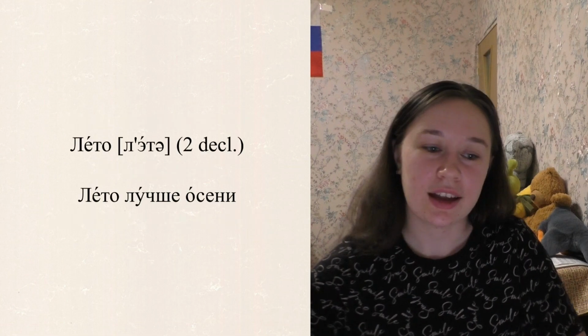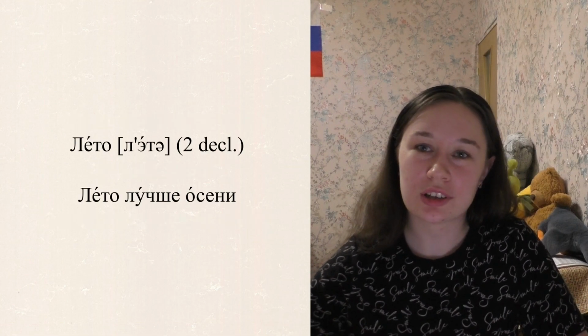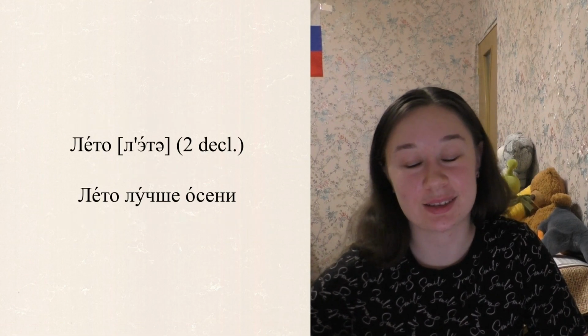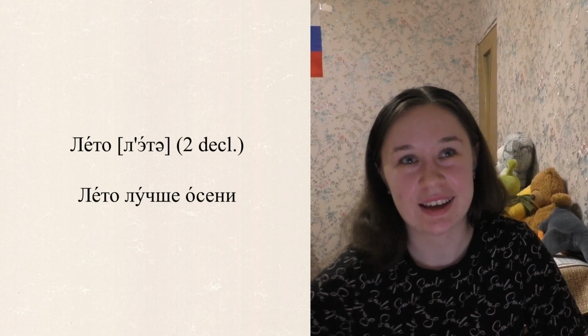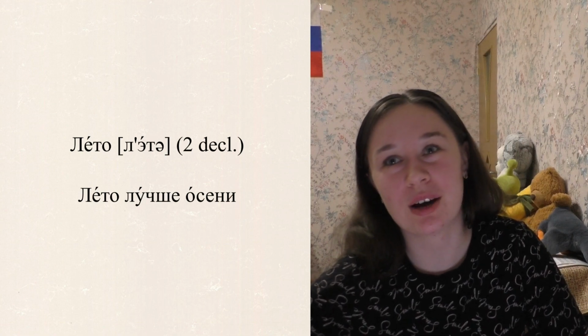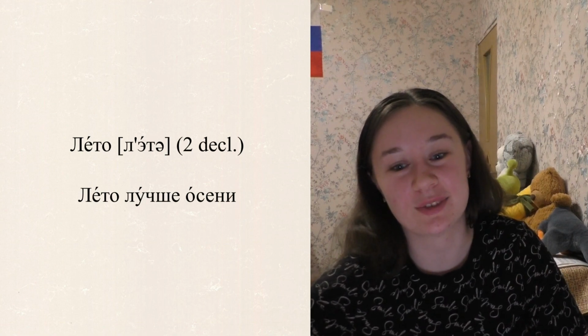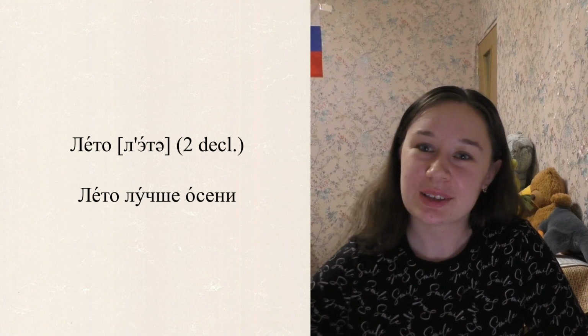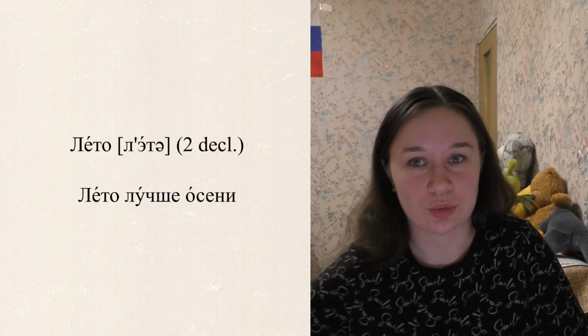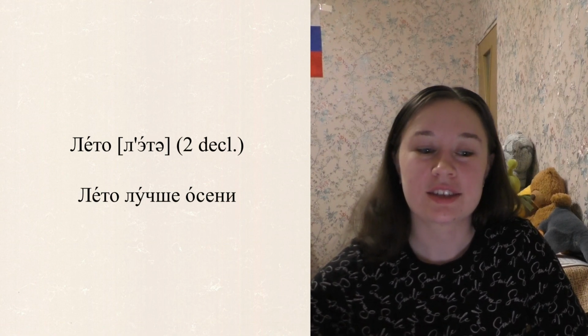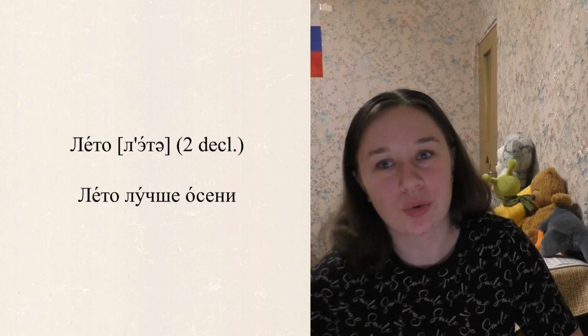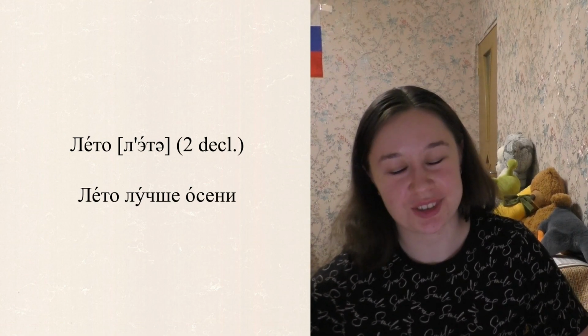Okay. And here you see a new word, лето. Лето means summer. Yes, I forgot to say about it in the last video. So, лето лучше осени. Summer is better than autumn. Now I think that's enough for the beginning of the immersion in the genitive case.